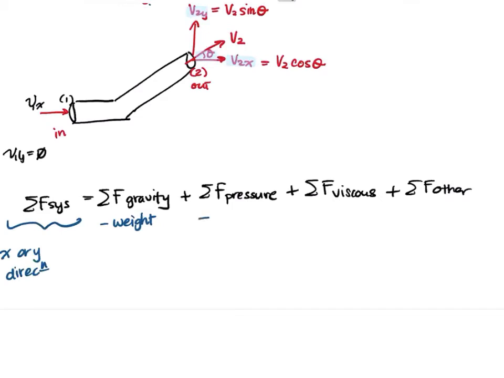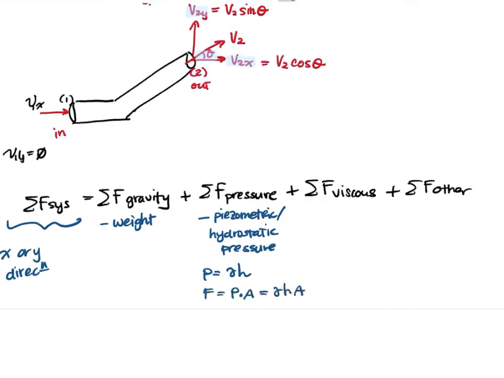Pressure, this is talking about your piezometric or your hydrostatic pressure, right? Where your pressure at those ends, you can find using gamma H, right? So P is equal to gamma H. So what is force going to be? Force is going to be pressure multiplied by area, which is gamma HA, okay?